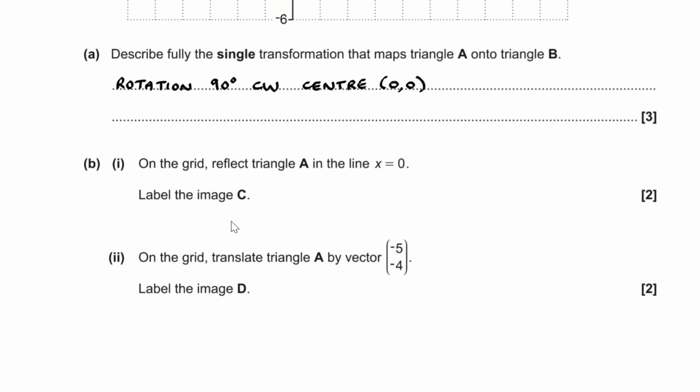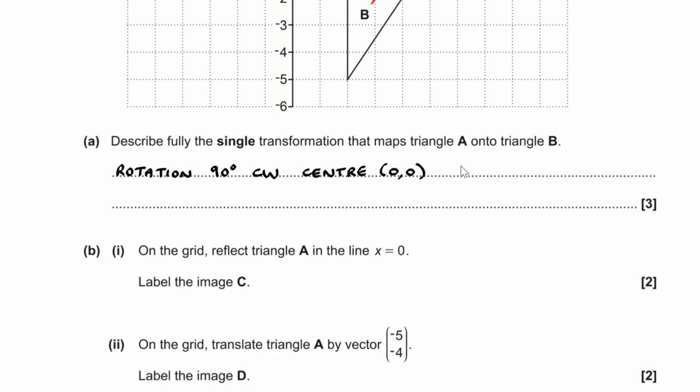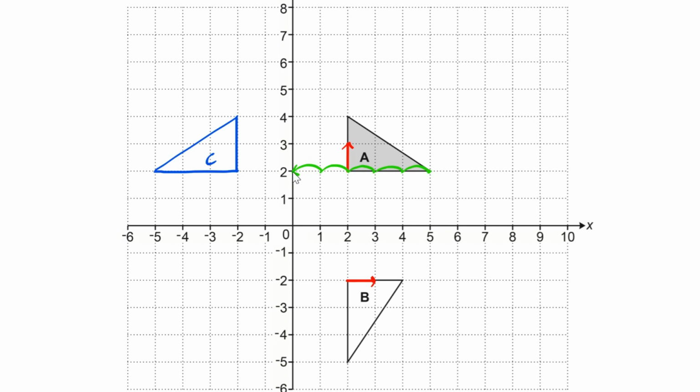And then we have to translate shape A by vector -5, -4. So if we pick any point, for example this point, we're going to go 5 to the left: 1, 2, 3, 4, 5, so that's that point. And then if we go 4 units down, we've got 1, 2, 3, 4. So therefore this point would correspond to this point.